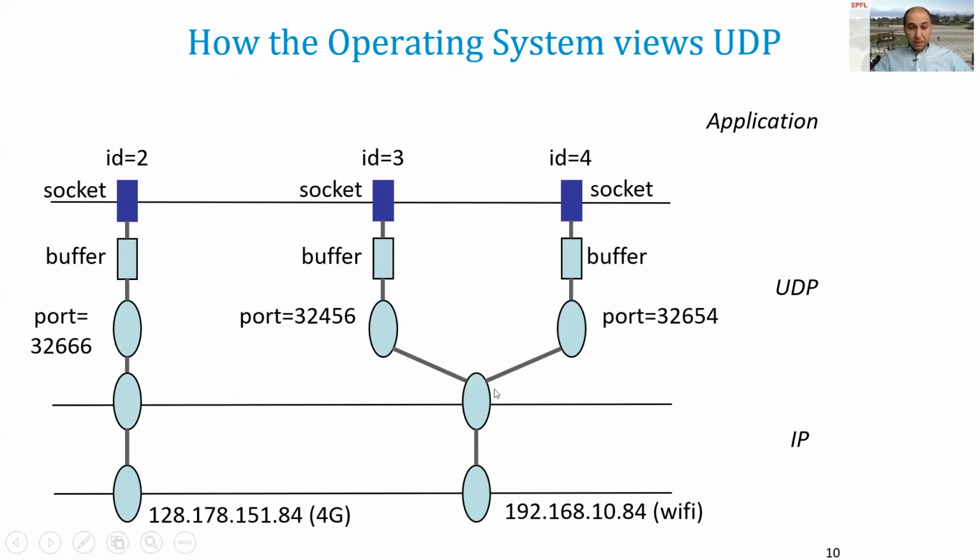So if the destination port number is 32456, the packet will be delivered to this application. It will be stored in the buffer because the application might be busy doing something else. So this data will wait in the buffer until the application is ready to pull it from the buffer. Here we have two sockets that are associated with the same interface. Here we have another socket that is associated with a different interface. And all of these sockets are listening to different port numbers.